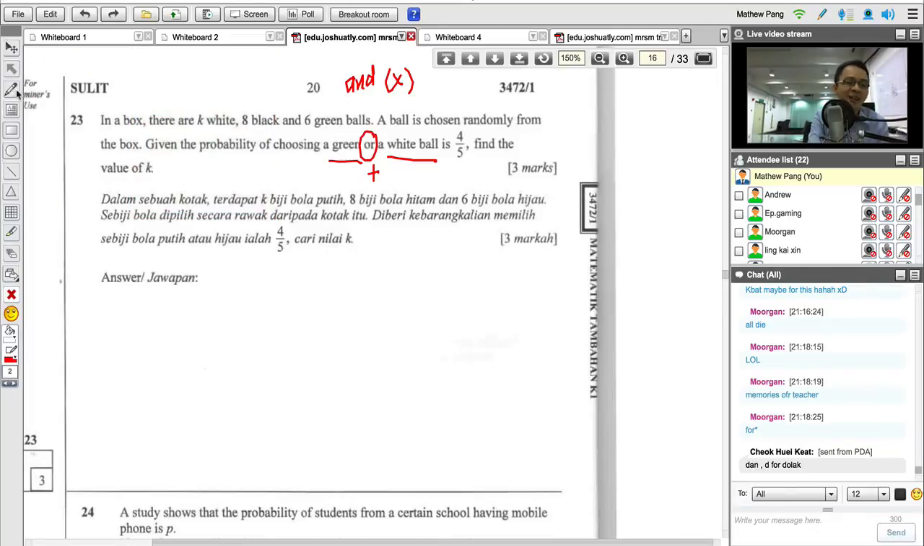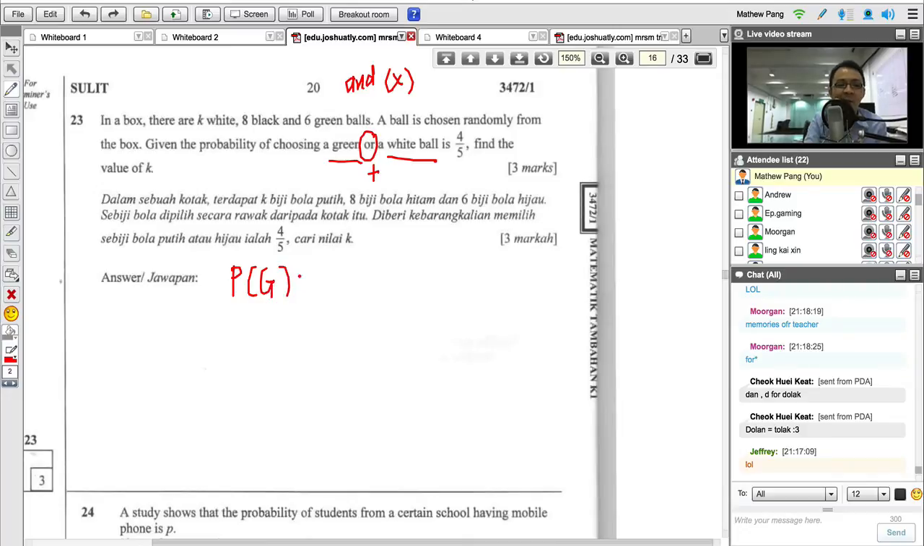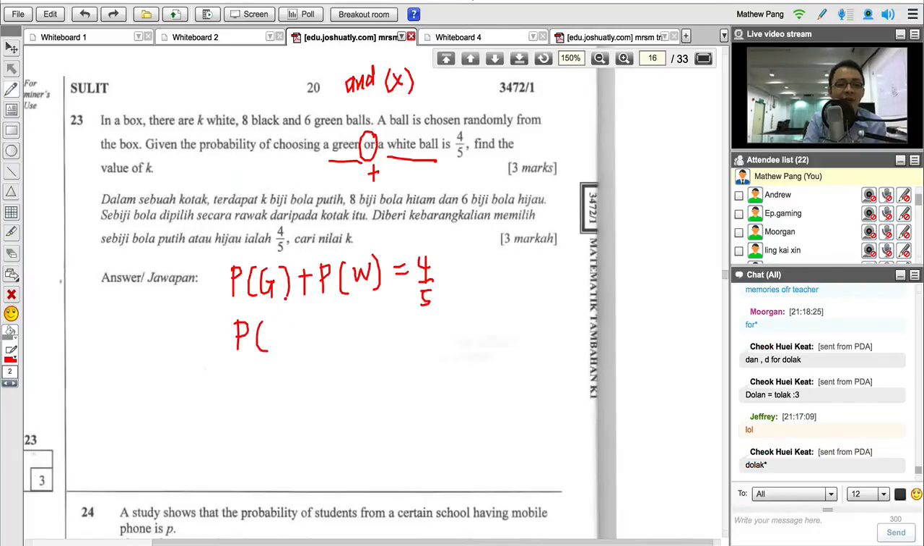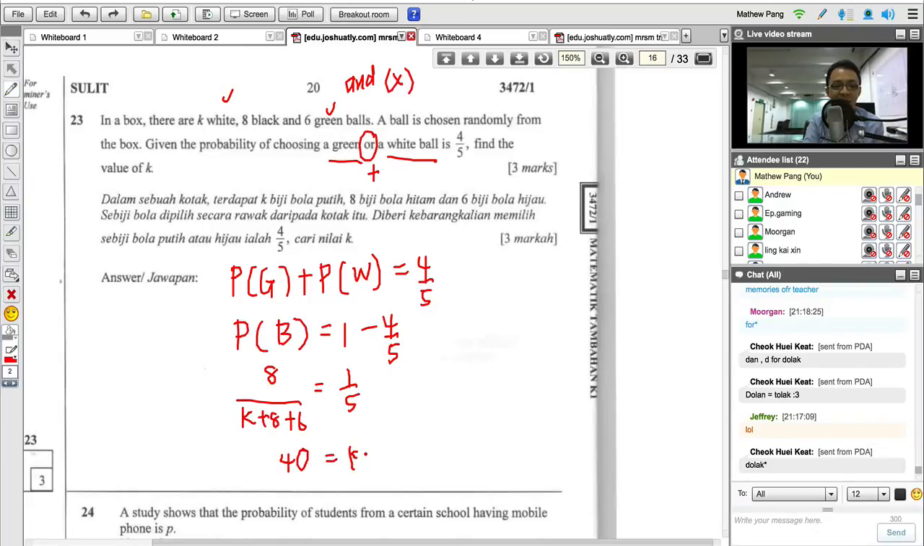Alright, so coming back to this one. I know probability for green plus probability for white equals 4/5. That means the probability for black will be 1 minus 4/5, which is 1/5. The probability for black is 8 over the total, and the total will be K plus 8 plus 6. So you just solve this equation to get the value of K. Cross multiply basically: 40 equals K plus 14, then K equals 26. Done. This is how we solve this kind of question.